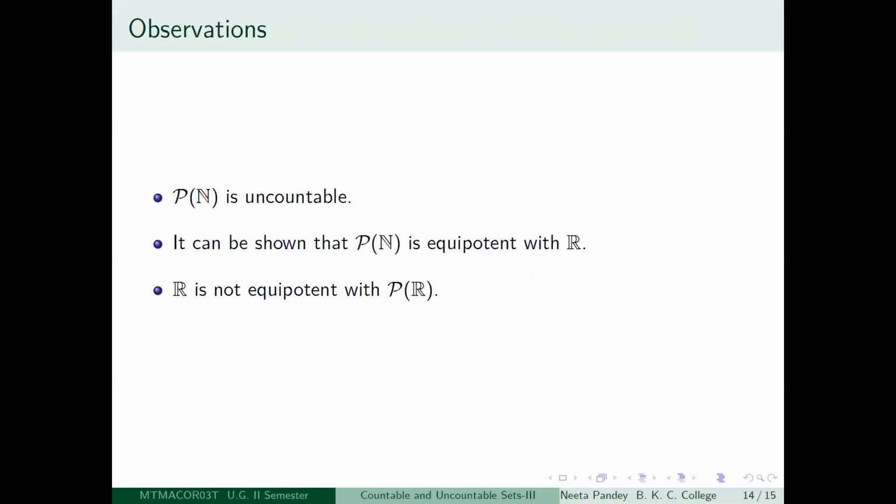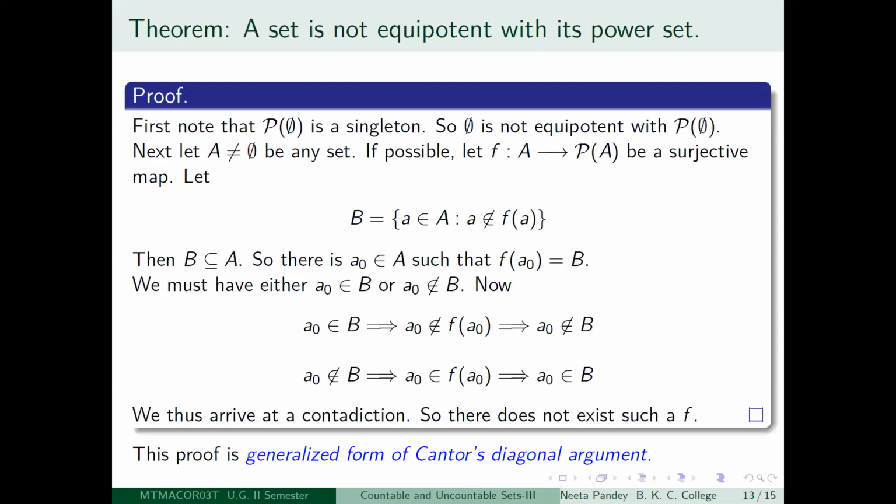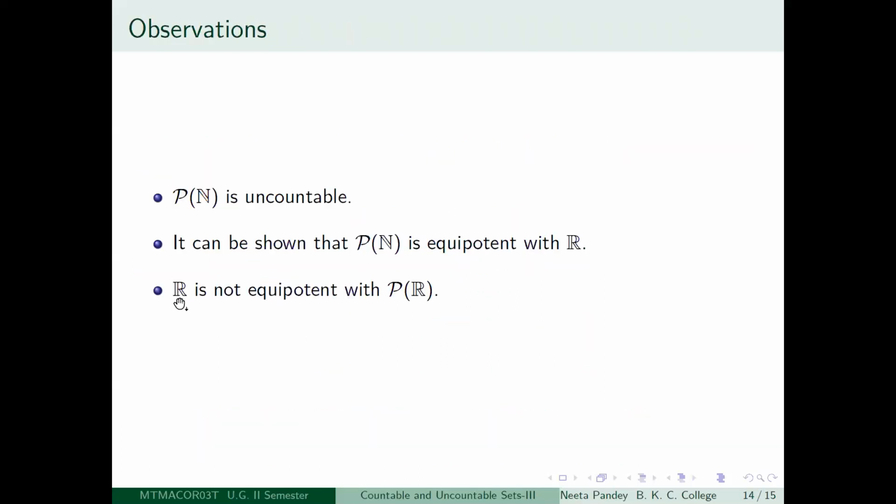It can be shown. But what is also interesting is that this was for any arbitrary set, right? So instead of the set capital A, if you look at R, then R will not be equipotent with PR, power set of R. So R is an uncountable set. Power set of R is also uncountable. Why is it uncountable? Because it at least contains all the singletons, singleton x, where x belongs to R.